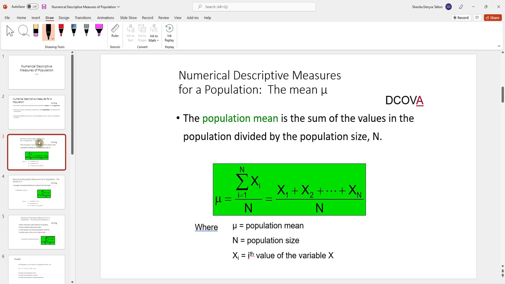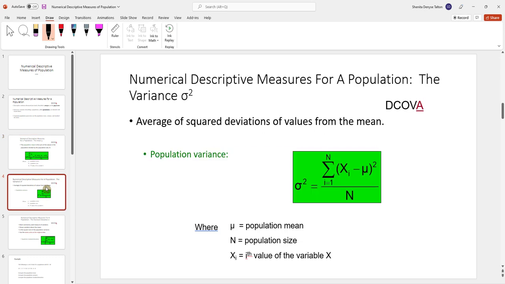So to calculate the mean is the same way as when we calculate it with the sample. You add up all the numbers and divide by the total numbers that you have. In this case, we use mu to denote the population mean.